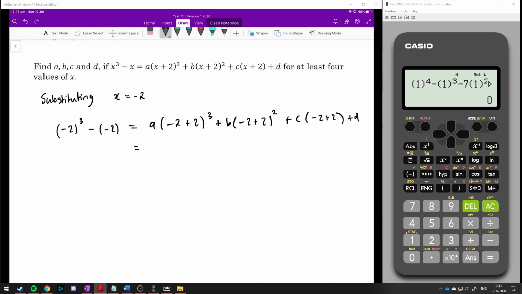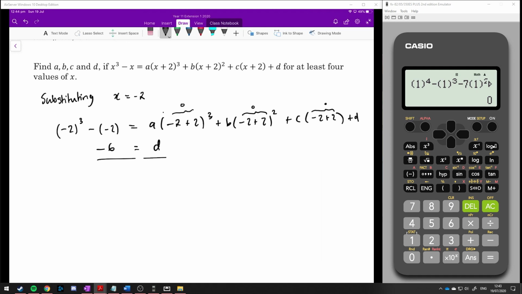Okay, so the right-hand side's nice and easy because this is going to be 0 in here, that's going to be 0 in here, and that's going to be 0 in here. So all those terms will cancel out, and we're going to be left with the d. And on the left-hand side, we've got minus 2 cubed, which is minus 8, minus minus 2, so that's minus 6. So d must be equal to minus 6.